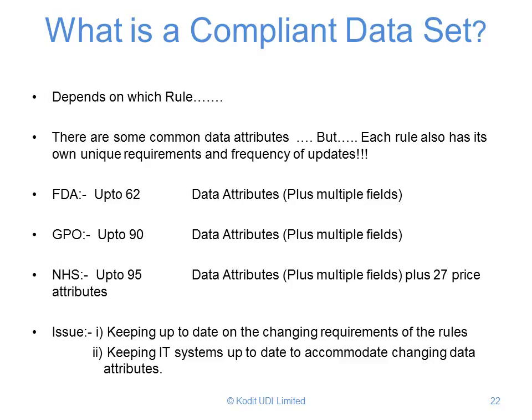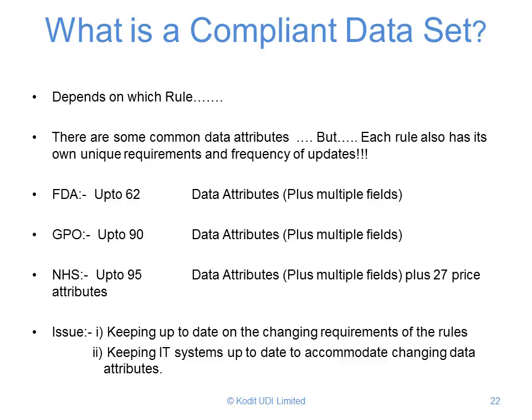I'd now like to spend a little bit more time on the actual data set itself. The FDA's got up to 62 data attributes. The American GPO is up to 90. The NHS is up to 95 data attributes, plus 27 price attributes. So the NHS data set is by far the biggest one.